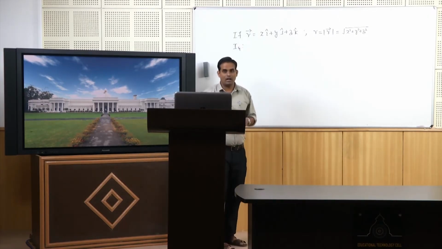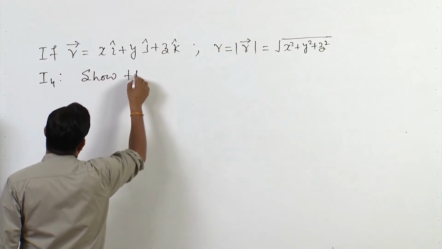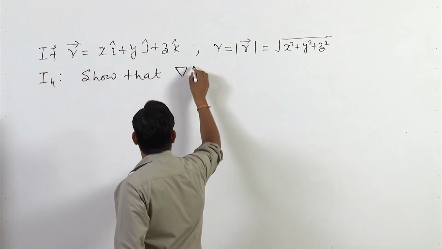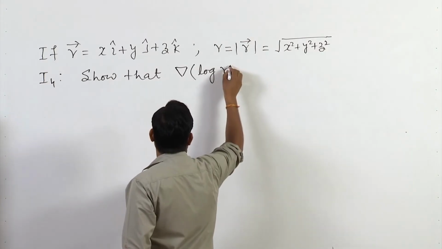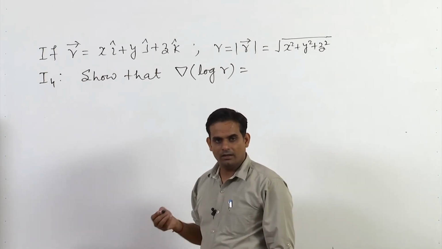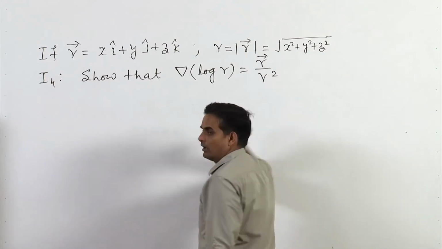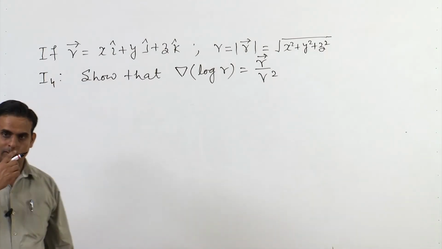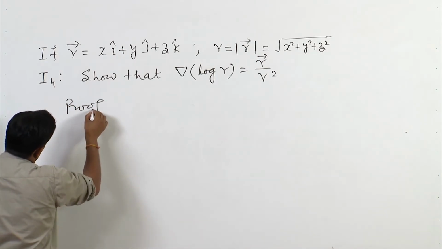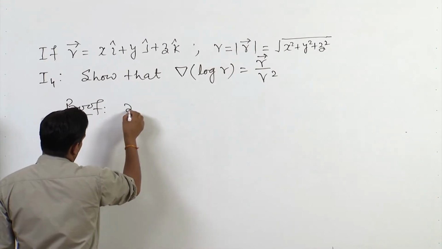Let us take one more identity for the same vector r. Here the identity is that the gradient of log r equals vector r upon r square. Again, we will follow the same process.